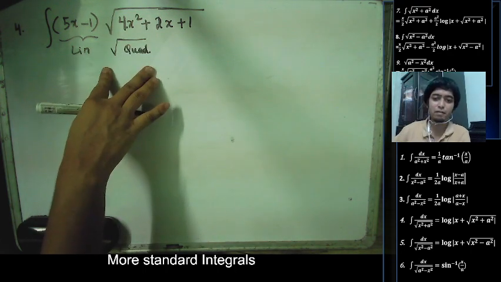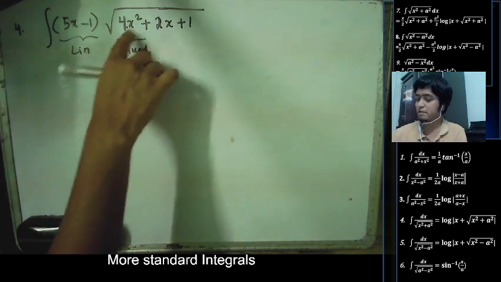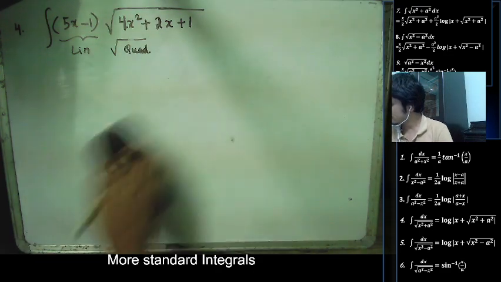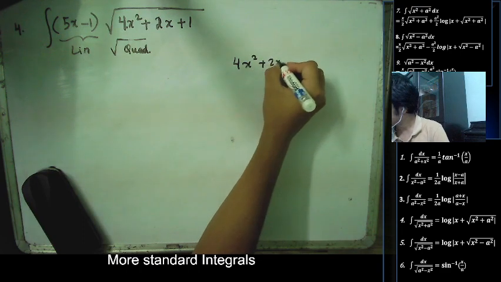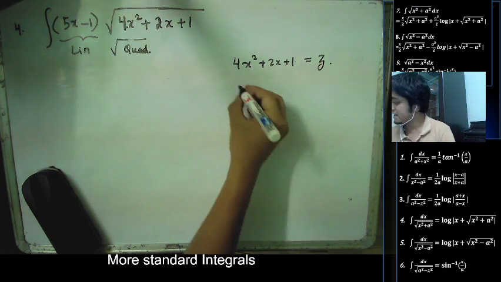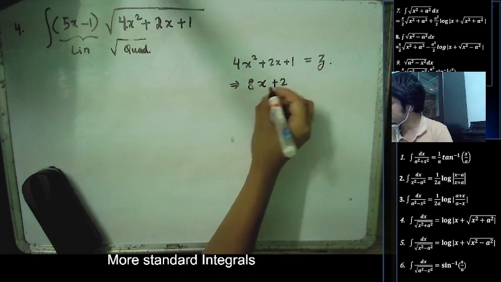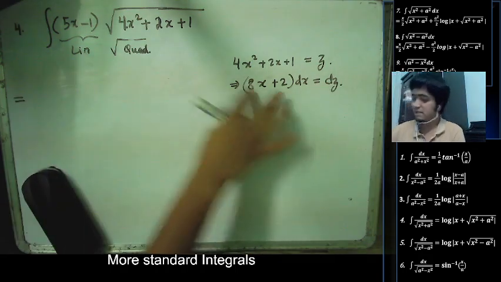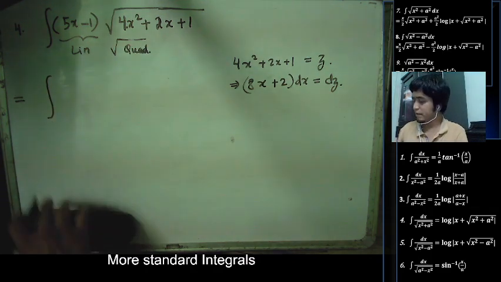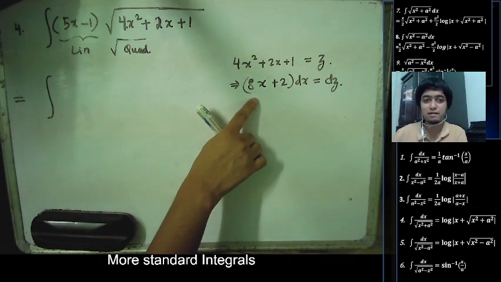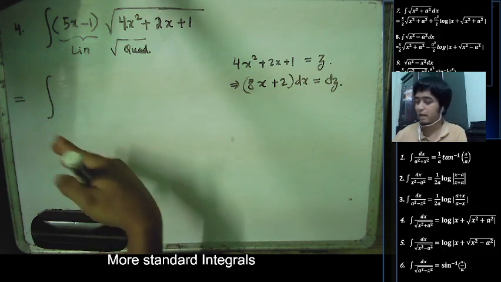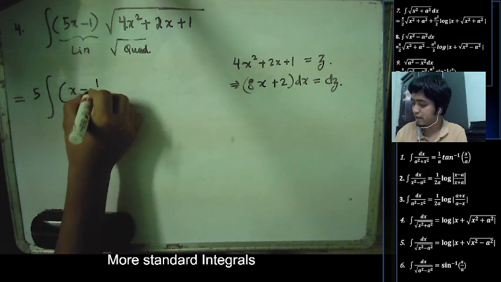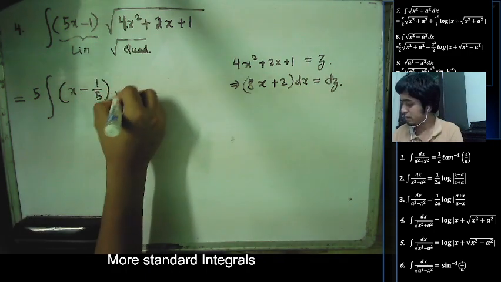if it is of that form, we will need to adjust by using the derivative of this quadratic. So firstly, take the quadratic, substitute it as z, now differentiate it, you will be having 8x plus 2 dx equal dz. We will adjust this term in the linear. So over here we will be needing 8x, right? So what can we do? We can multiply and divide by 8, or in other words, we can first take common 5. We will be having x minus 1 by 5, and over here we will leave it as it is.